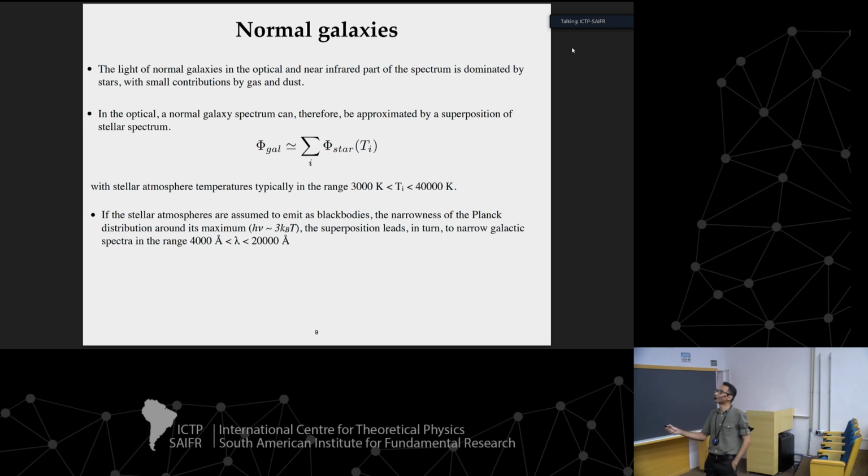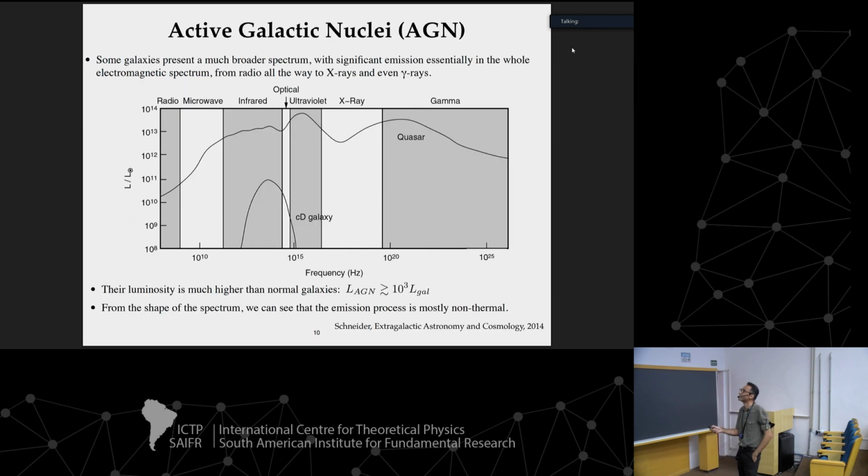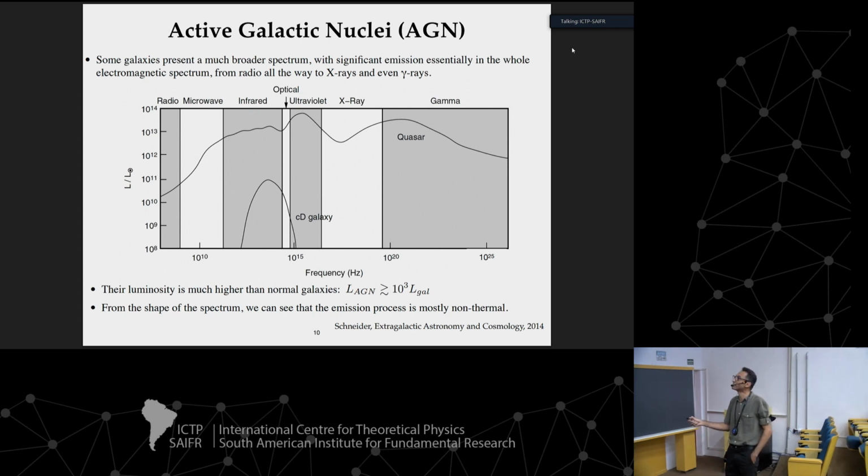These stars have temperatures in the range of 3,000 to 40,000 kelvins. So that's pretty much what a normal galaxy is from the spectral point of view. So you see that the emission will be contained mainly in the visible and ultraviolet, basically. Here's a good example of the luminosity distribution as a function of frequency for a normal galaxy, right? So the spectrum is pretty much contained in a very narrow range of frequency in the optical and UV.